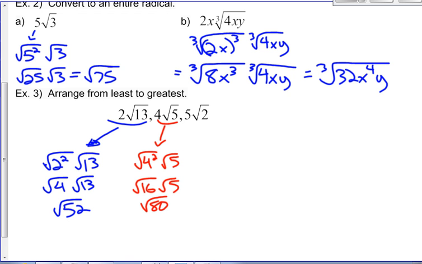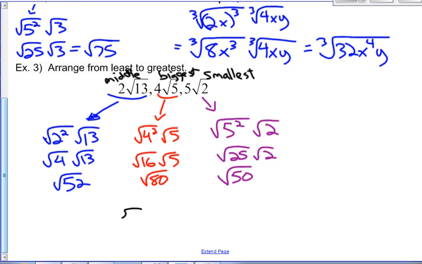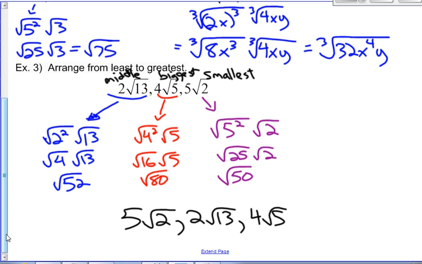I wonder where this one sits in all of this. It would be the square root of 5 squared times root 2, or root 25 times root 2, or root 50. Okay, now we can order them. This one is the smallest. This one is the middle because it's root 52. And this one is the biggest. So the order from least to greatest must be 5 root 2, then 2 root 13, and then 4 root 5. Okay. That's an analytical way to do it.